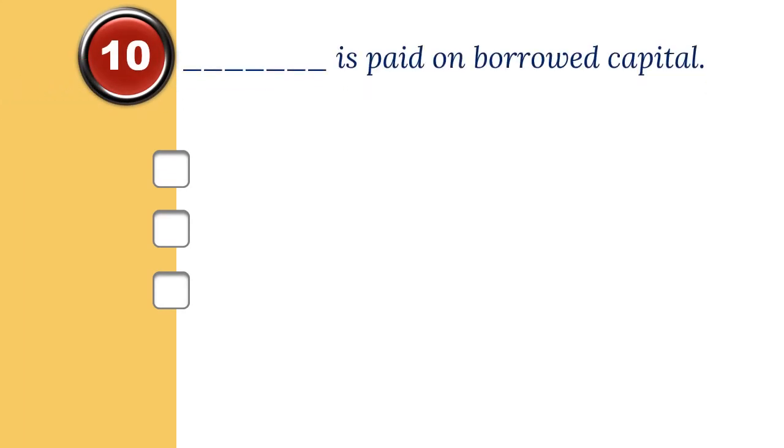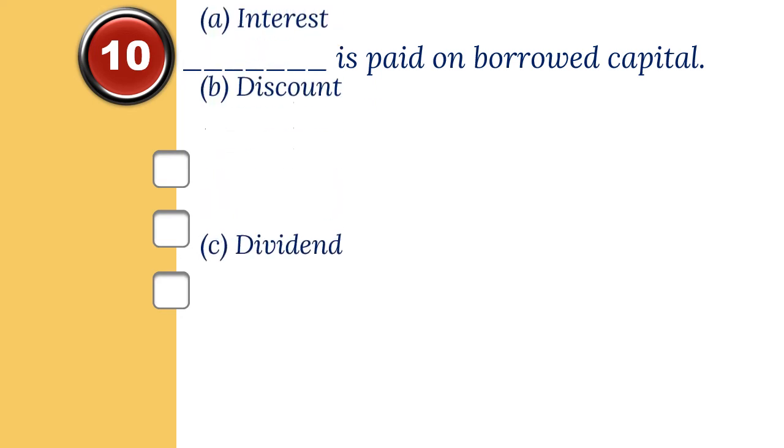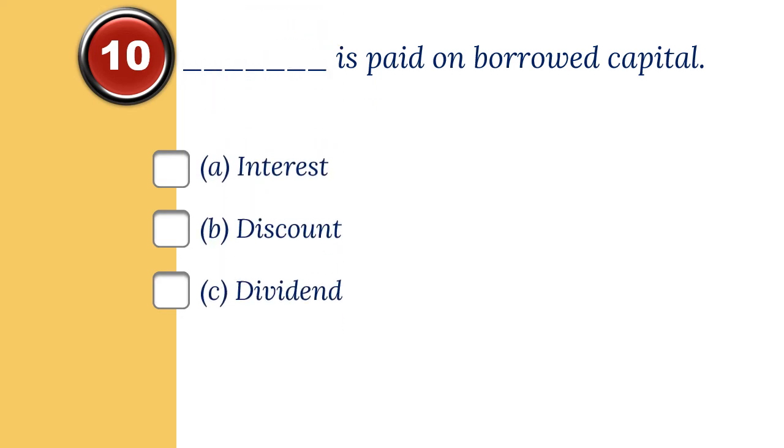10. Dash is paid on borrowed capital. The options are A. Interest, B. Discount, C. Dividend. And the correct option is A. Interest.